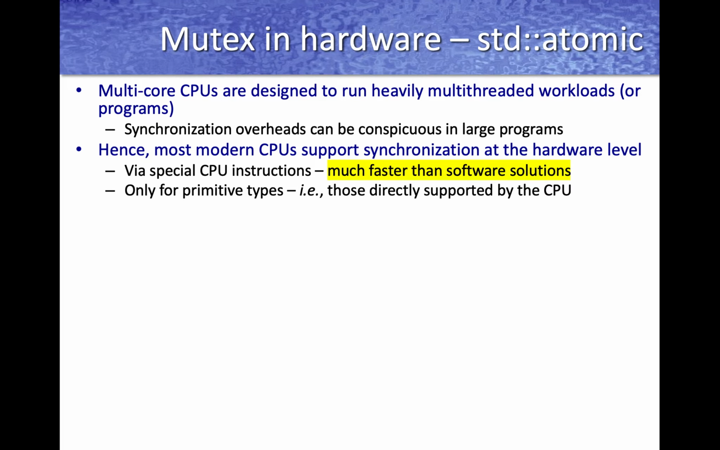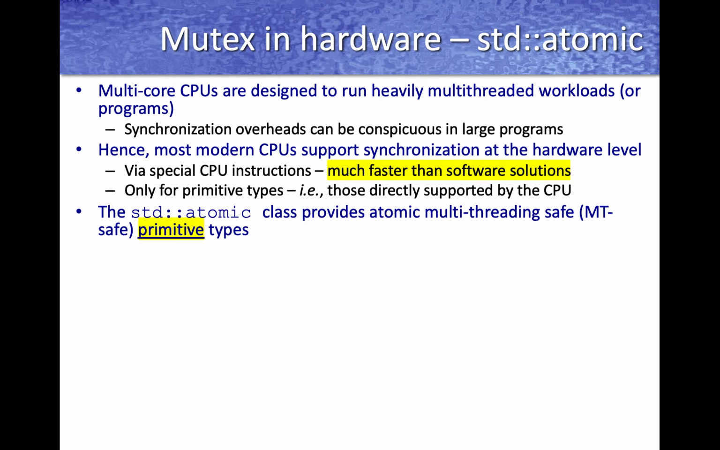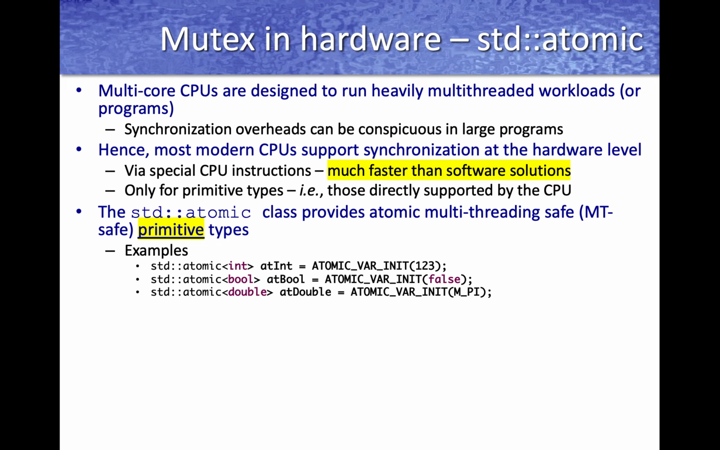One drawback or one gotcha with the atomic variables is that you can only use them for primitive data types, that is, those that are directly supported by the CPU. And of course, the primitive data types are like integers, characters, etc. The std::atomic class provides atomic, multithreading-safe primitive types, so you can use integers, booleans, or doubles. And notice how these atomic variables are created and initialized, where the variable is also initialized in an atomically consistent manner so that the initialization of these variables is also thread safe.